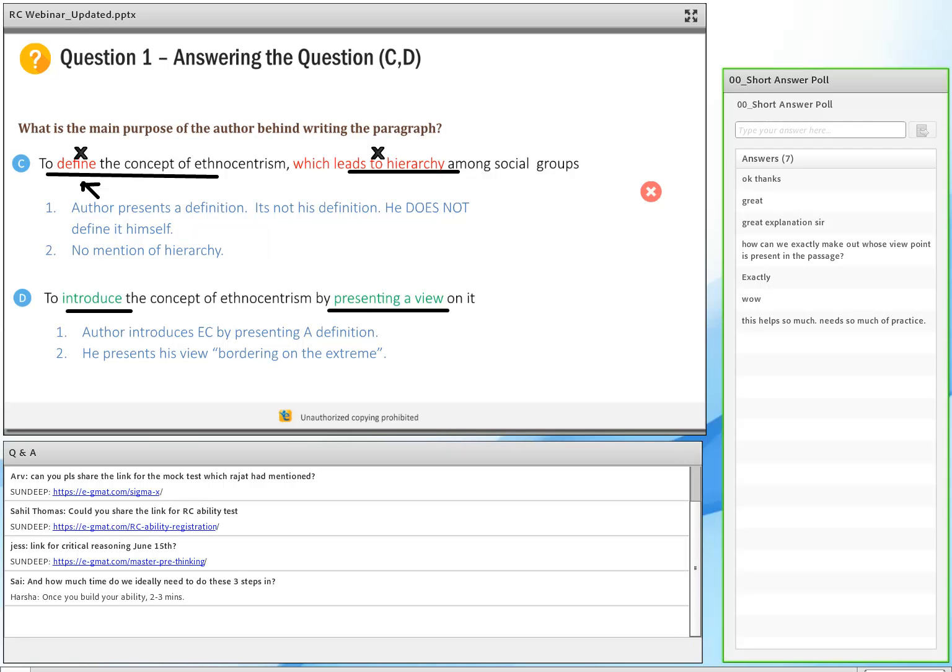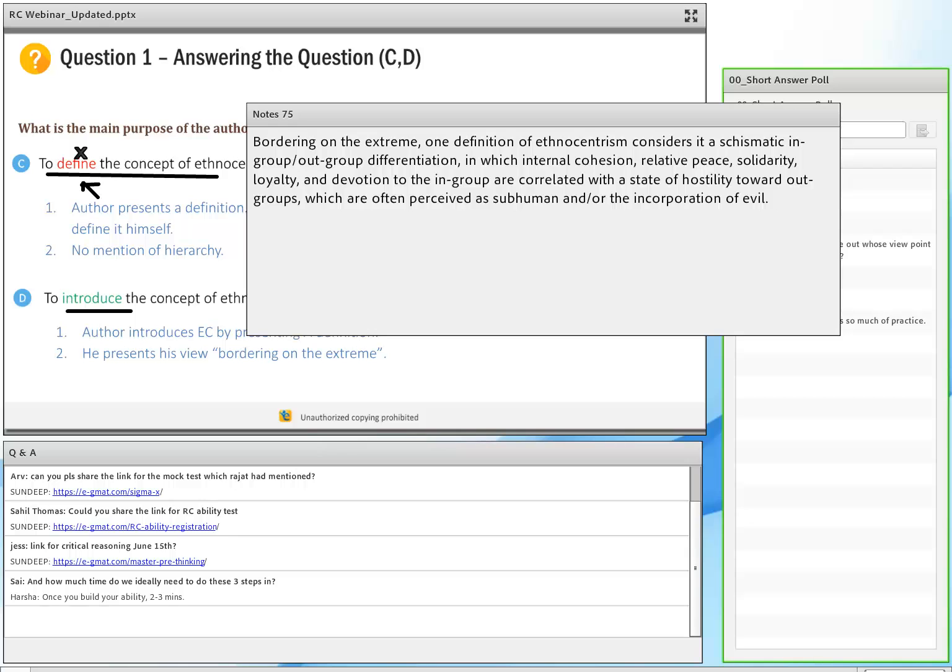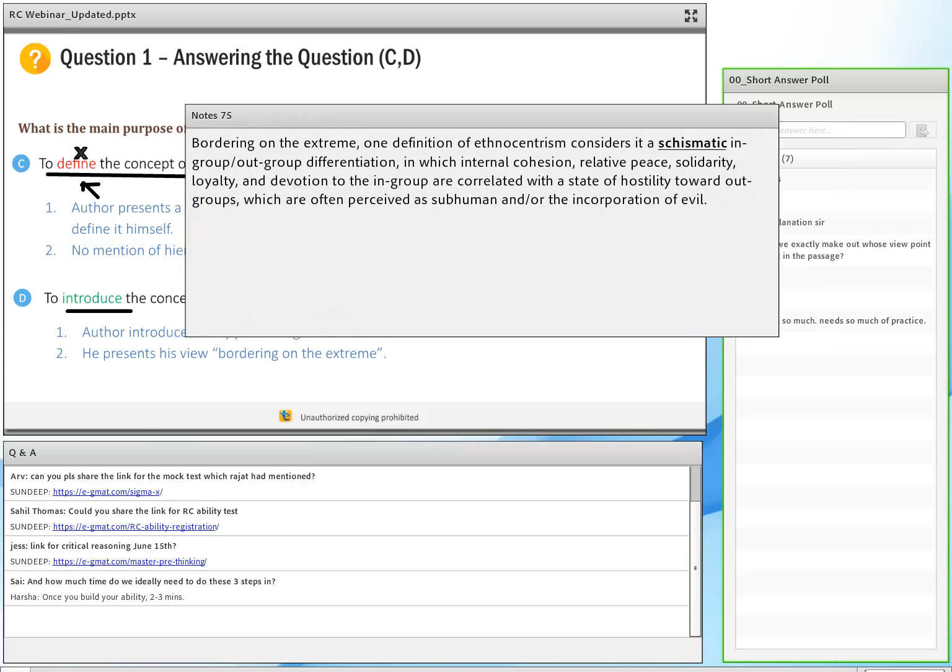The question, it's a really good question, which is, hey, how do you figure out the meaning of schismatic? And this is the word schismatic over here. So the key thing is in GMAT RC, especially in difficult RC passages, there may be some instances in which you may see a word which is not so simple. And in this case, knowing the keywords and understanding the context becomes really important.